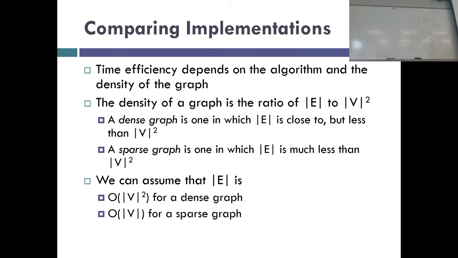So how do we compare these implementations? We've got two implementations. Which one do we want to use? Believe it or not, the time efficiency really doesn't change too much between them. Some of them it's better, but the main thing that we're going to be looking at is space. So what we're going to be talking about is the density of the graph. It's the ratio of the edges to the number of vertices squared.